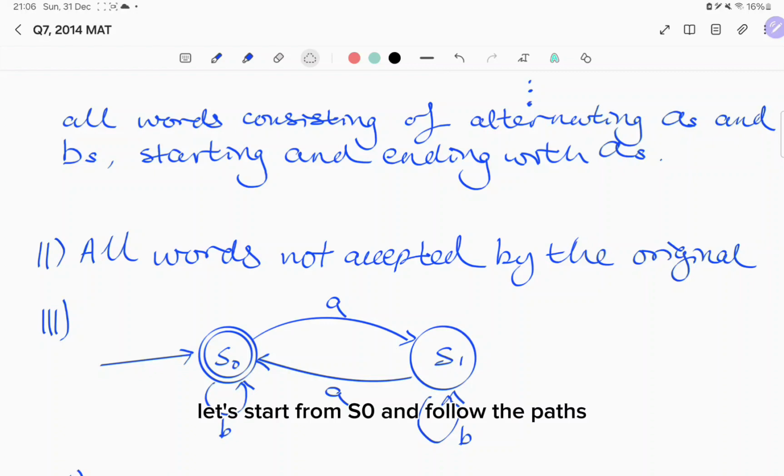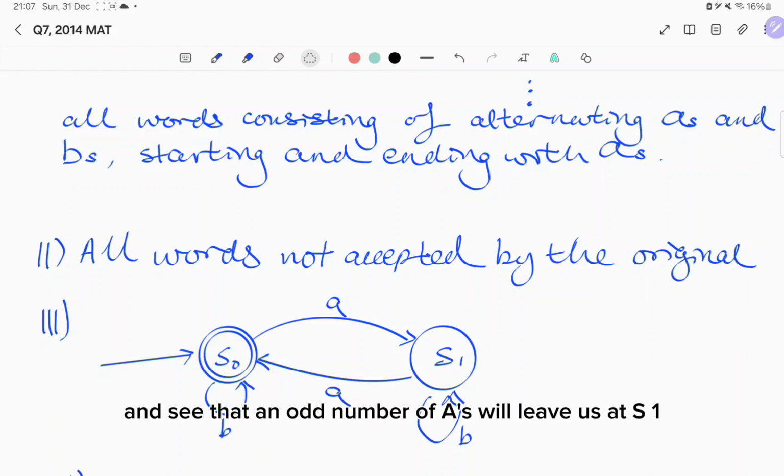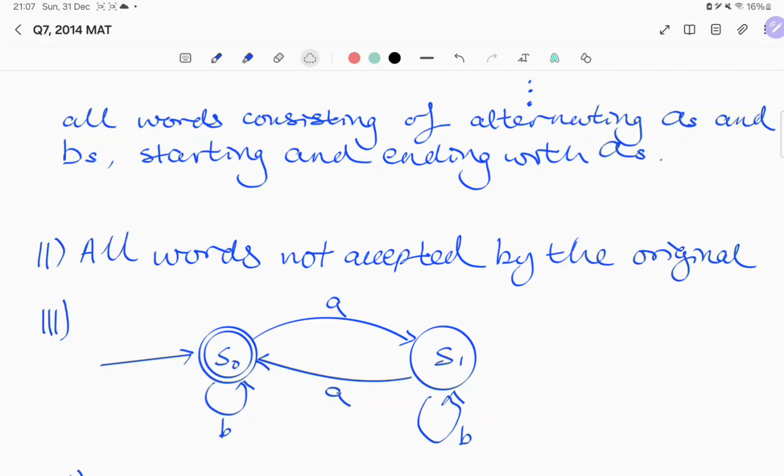Let's start from S0 and follow the paths. A single A will lead us to S1, and then another A will lead us back to S0. We can repeatedly follow this and see that an odd number of A's will leave us at S1, but an even number of A's will take us back to S0. We then look at the arrows for B. All arrows for B lead back to where they started, so this automaton does not care how many B's you have in your word W.